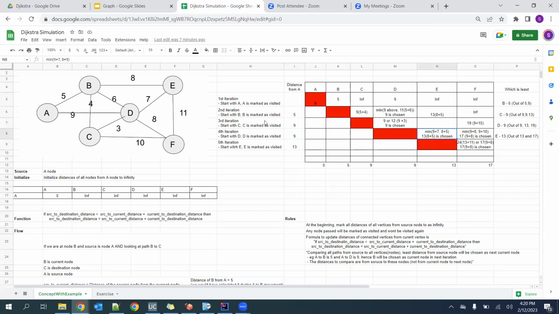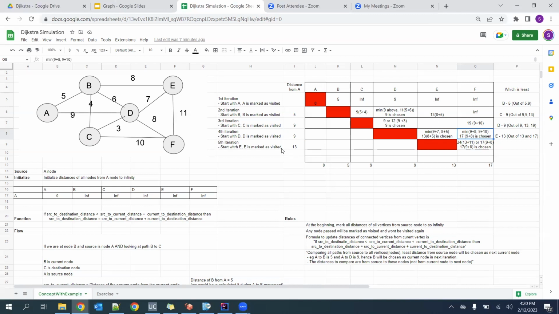Now between D and F. D and F is 8. We already have 9, so 8 plus 9 becomes 17. We already had 19, and now we have 17. Which is the minimum? It is 17, so we have chosen 17. So in this row we have 13 and 17. Which one is minimum now? The minimum of these two is 13, which belongs to node E.